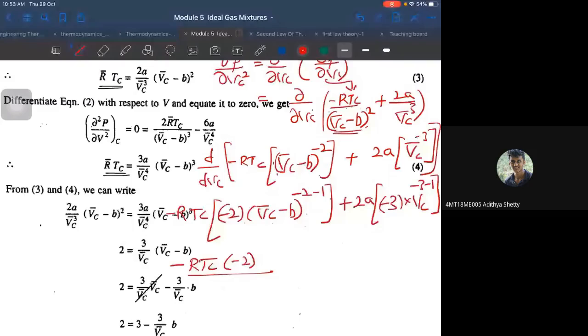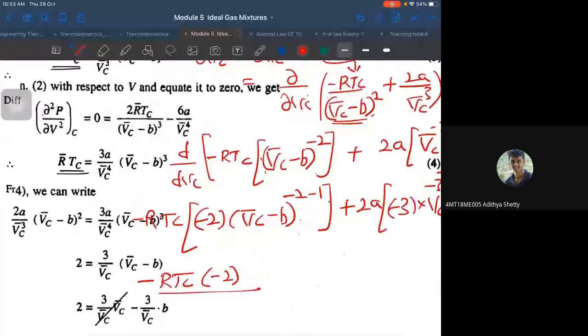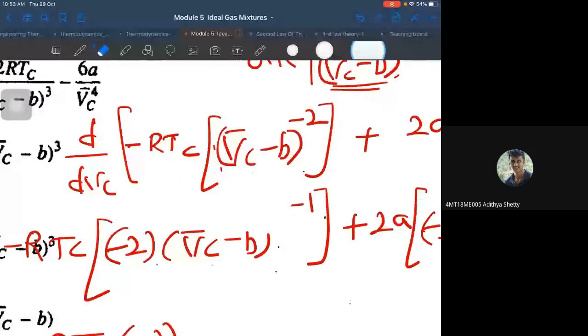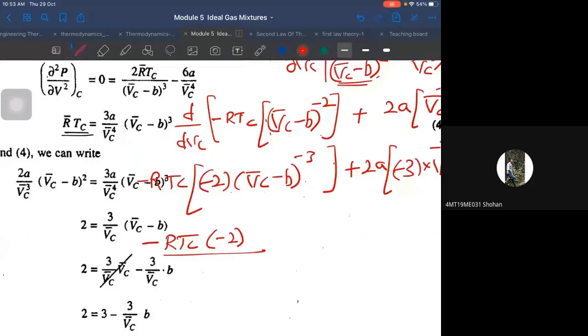Can I just replace this by minus 3 here, like this? Minus 2 minus 1 is minus 3, correct? Yes, sir. So I can take this (V bar minus b) whole to the power of minus 3 to the denominator, so it would turn V bar c minus b to the power 3 when it goes down.